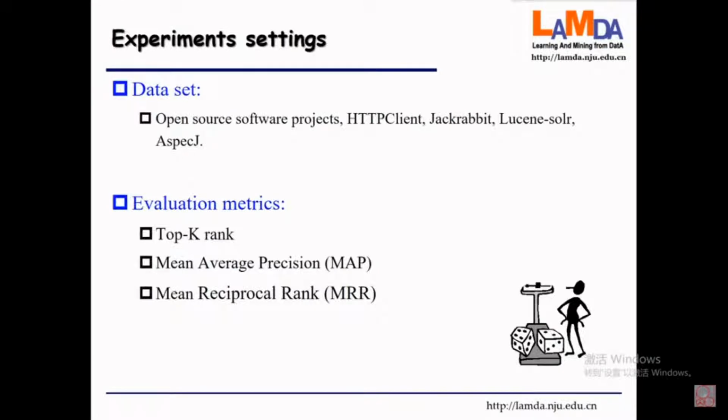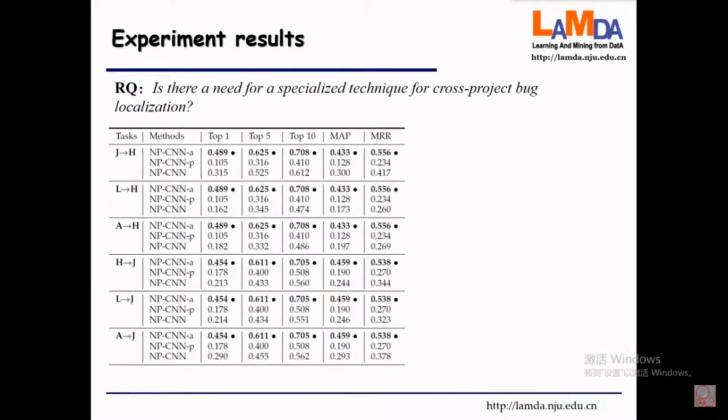Here are some experiment settings. The dataset we used for evaluation is all open source software projects, and some widely used metrics such as top-K rank, MAP, and MRR are used in our experiments. The first research question we want to study is: is there a need for a specialized technique for cross-project bug localization? In the table, NPCNA means within project bug localization setting, and NPCNP means only using a very small number of data in the target projects.